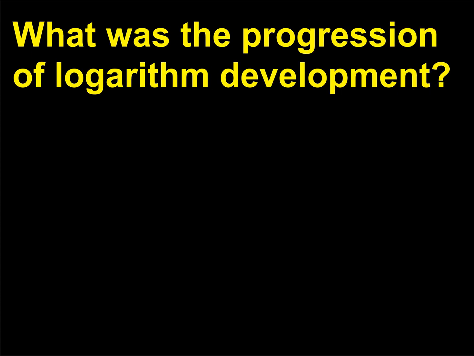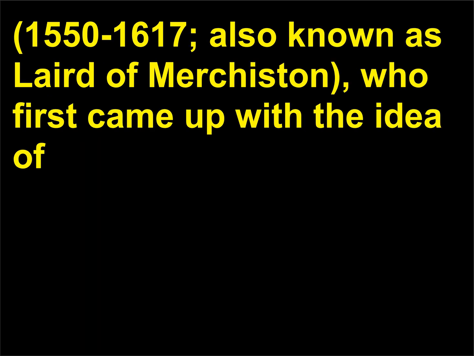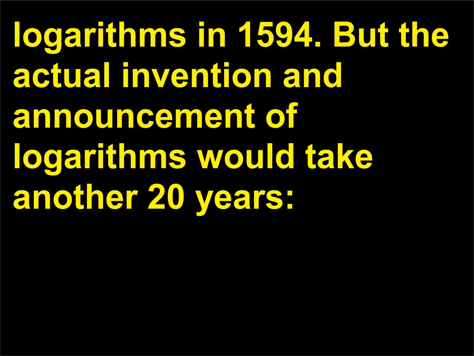What was the progression of logarithm development? The invention of logarithms was a long process, starting with Scottish mathematician John Napier, 1550 to 1617, also known as Laird of Merchiston, who first came up with the idea of logarithms in 1594. But the actual invention and announcement of logarithms would take another 20 years.